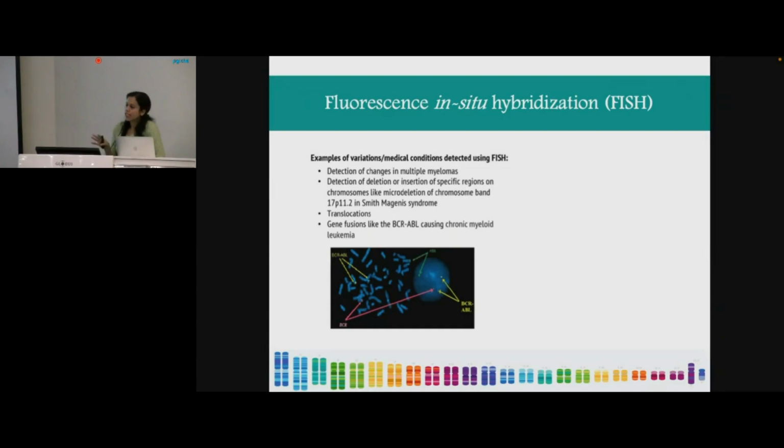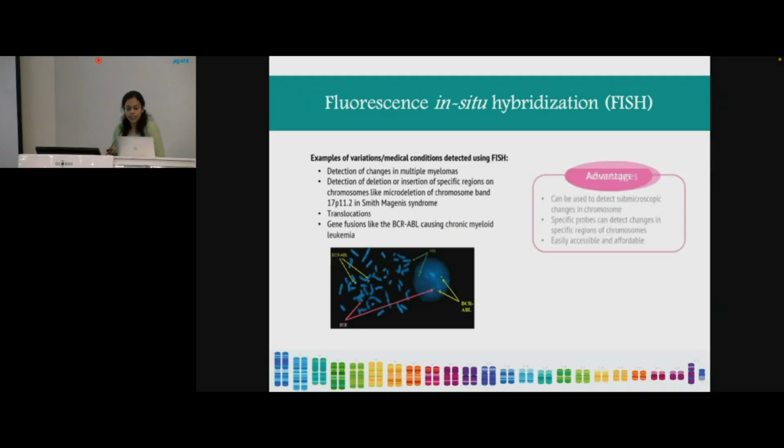Also, for specific changes, suppose you want to look for the Smith-Magenis syndrome locus, you can directly go for that particular FISH. You can look for the translocations, and there is the very common BCR-ABL gene fusion, which is detected in chronic myeloid leukemia. So FISH is a very good technique to detect all these things.